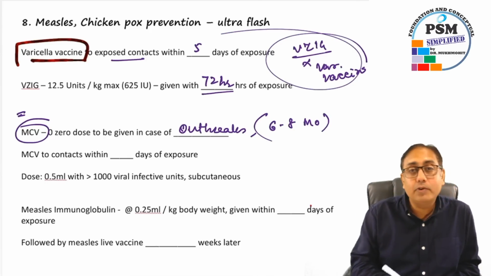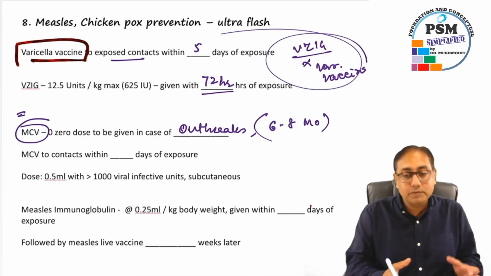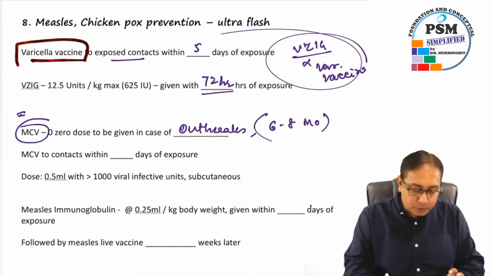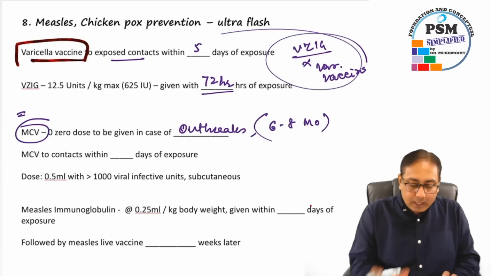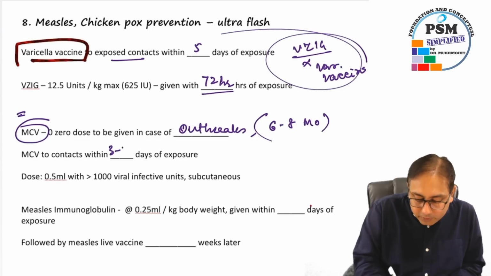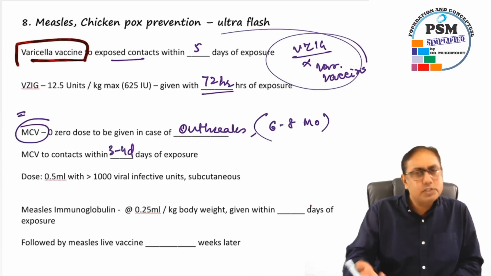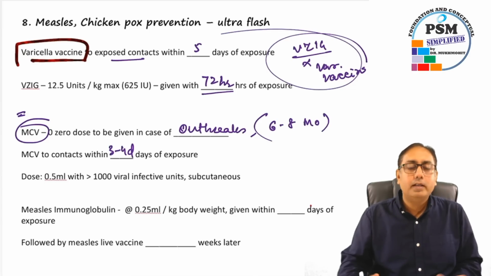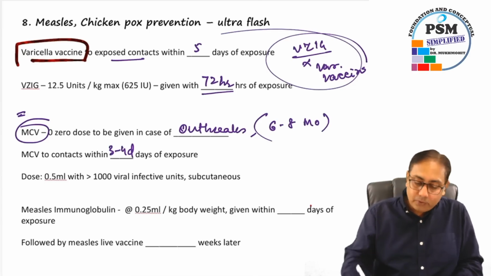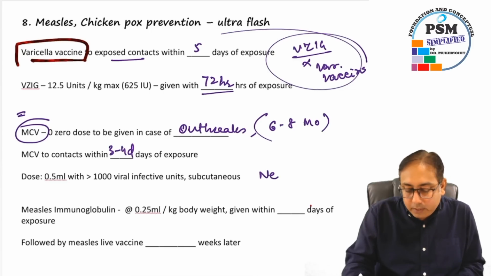Measles containing vaccine can also be given to the contacts in case of suspected exposure. This was the MCQ which was asked in the last NEET exam also. Measles containing vaccine can be given to contacts within how many days? It should be given within 3 to 4 days. Dose is 0.5 ml. Just now we talked, given as subcutaneous. It contains more than 1000 viral infective units, and the antibiotic which can be used is neomycin.